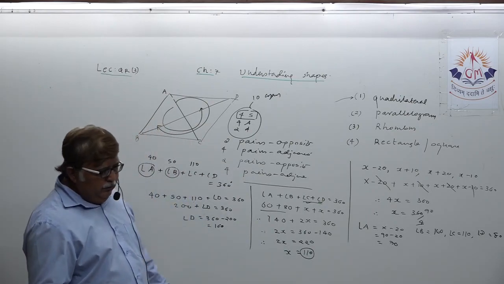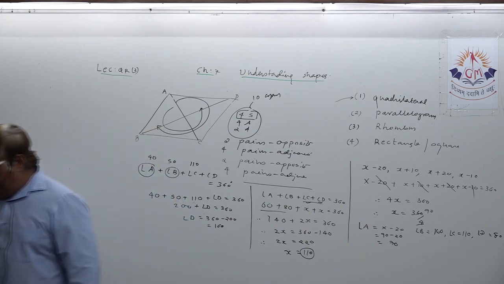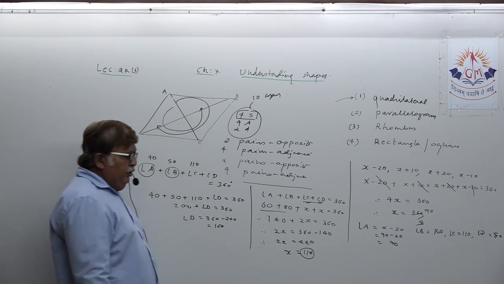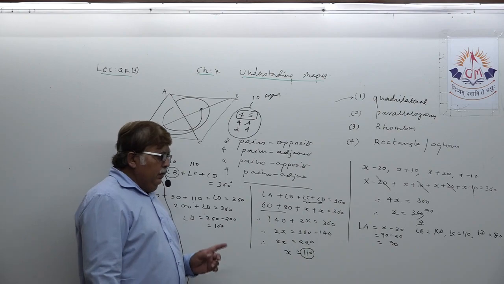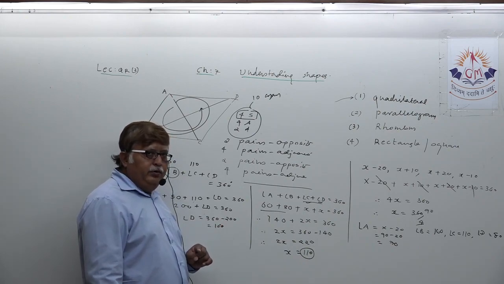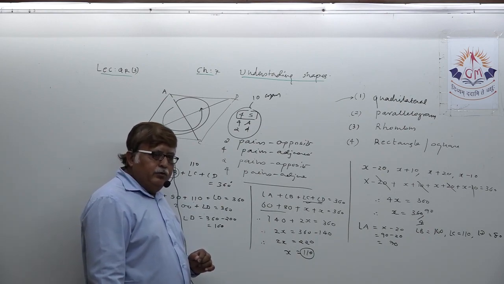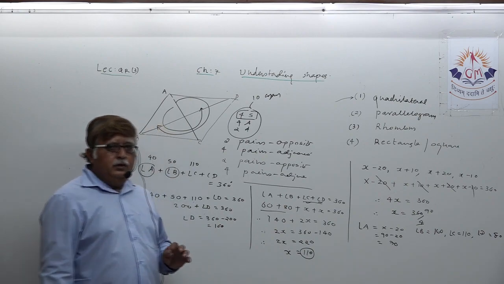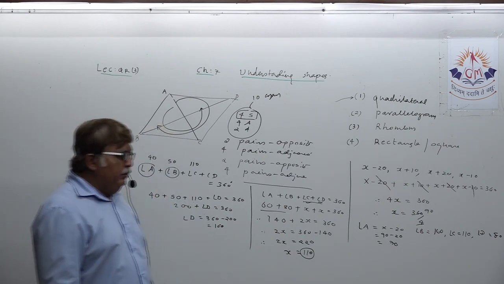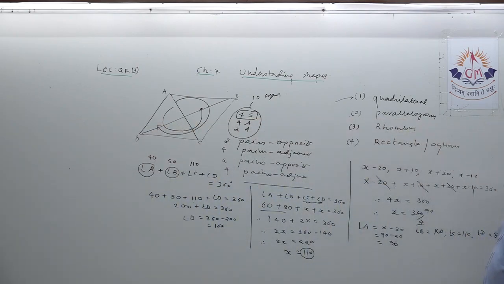Okay, so this is some general understanding regarding quadrilateral, and the theorem regarding quadrilateral is very important for you from the exam point of view also, that the sum of measures of all angles of a quadrilateral is 360 degrees. Okay, you must have noted this down.